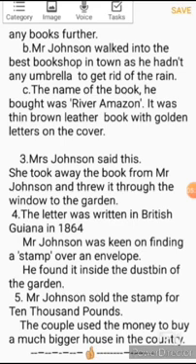Mr. Johnson sold the stamp for 10,000 pounds. Okay, it is amazing, 10,000 pounds. The couple used the money to buy a much bigger house in the country. Okay, students, I think it is very easy for you to write down the answers from this video.